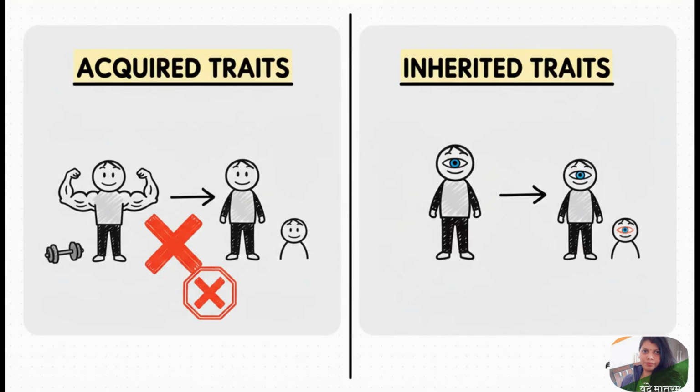It's also really important to distinguish between traits that are acquired versus traits that are inherited. You can build muscle at the gym, but you won't pass those muscles to your children. Your blood type, however, is written into your DNA from birth and is passed on. And it's only these inherited traits that are part of heredity's grand story.